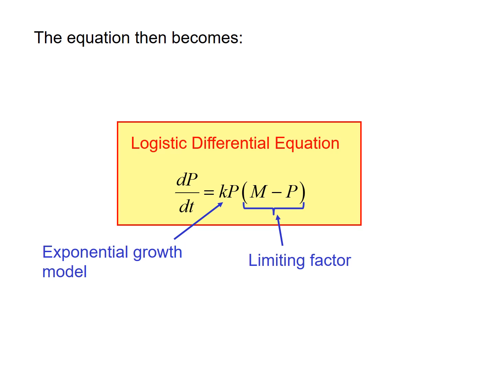So we can see that we have this exponential growth model, but it's multiplied by this limiting factor. And notice as we get closer to that max capacity, M minus P is going to approach 0. And so dP/dt, the rate of growth, will approach 0 when we reach our maximum capacity.